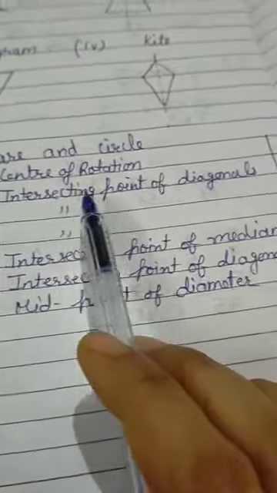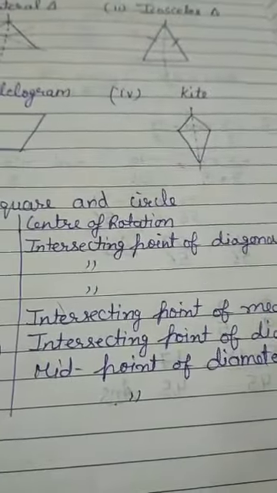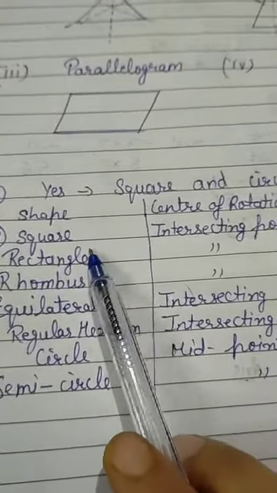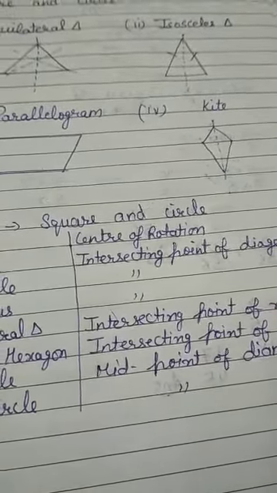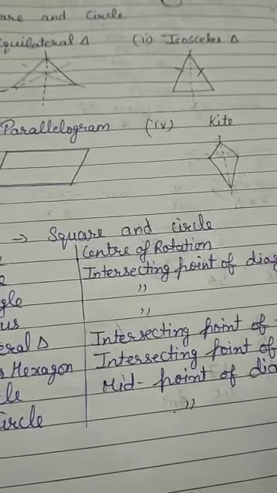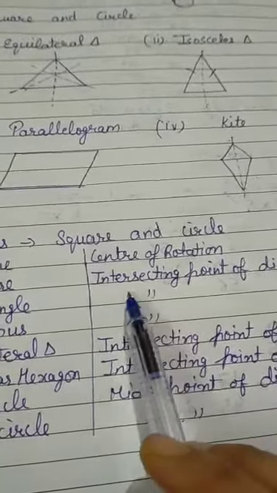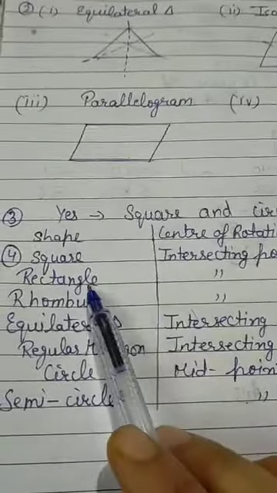So you will write: center of rotation of the square, intersecting point of diagonals. This is the center point of the square. Where is it lying? It is intersecting on the diagonals. So you will write here: intersecting point of diagonals. Now in a rectangle also, where will the center of rotation come? Meaning the rectangle will rotate from where? Its center. So where will its center come? Intersecting point of diagonals also in a rectangle.